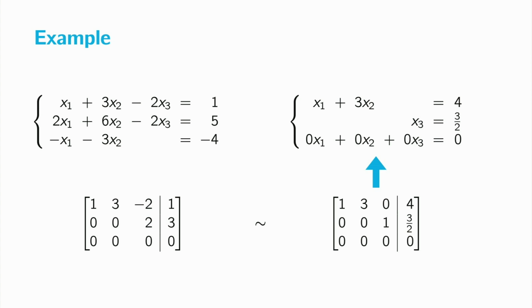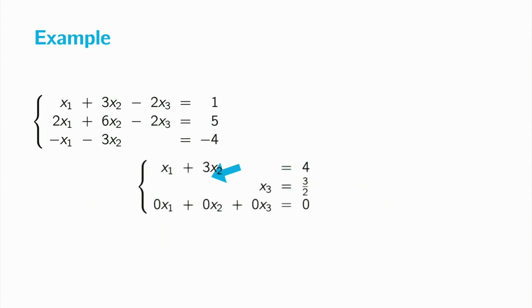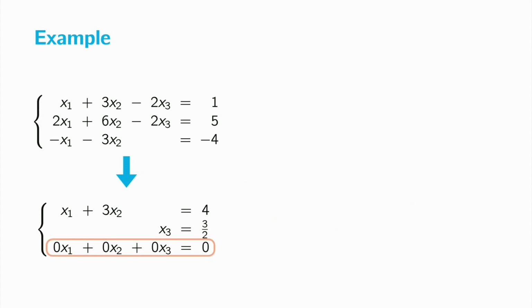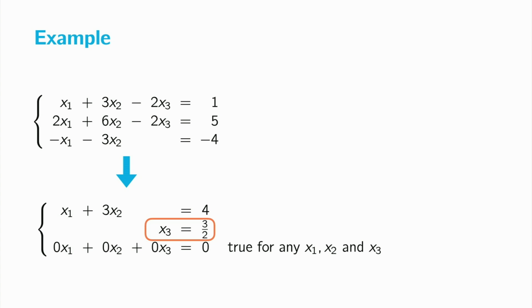Let's look at the three equations. The last equation is true for any choice of values of the variables. It does not give any information about the solutions. From the second equation, we find that x3 equals 3/2. The first equation gives a relation between x1 and x2, but it does not fix both variables.